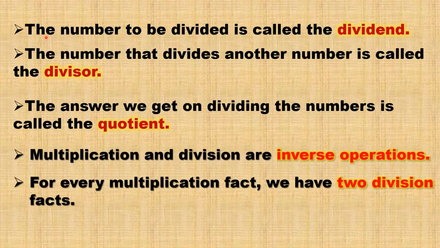Seventh point, the number to be divided is called the dividend. Eighth point, the number that divides another number is called the divisor. Ninth point, the answer we get on dividing the numbers is called the quotient. 10th point, multiplication and division are inverse operations. 11th point, for every multiplication fact, we have 2 division facts.